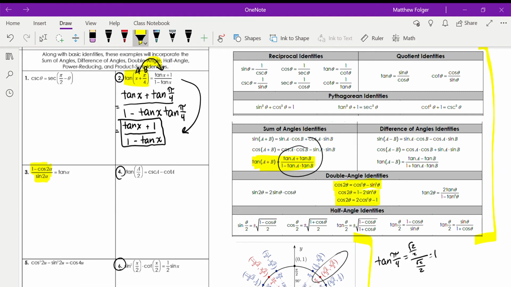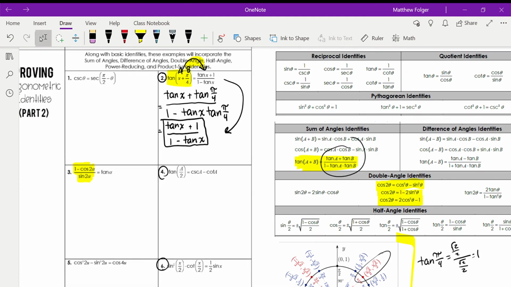Now, which one to use? Honestly, you can use any of them, and they will give you something similar. And the problem will end up simplifying to tan of the angle either way. But there is an easiest way to do it, which is this middle one.